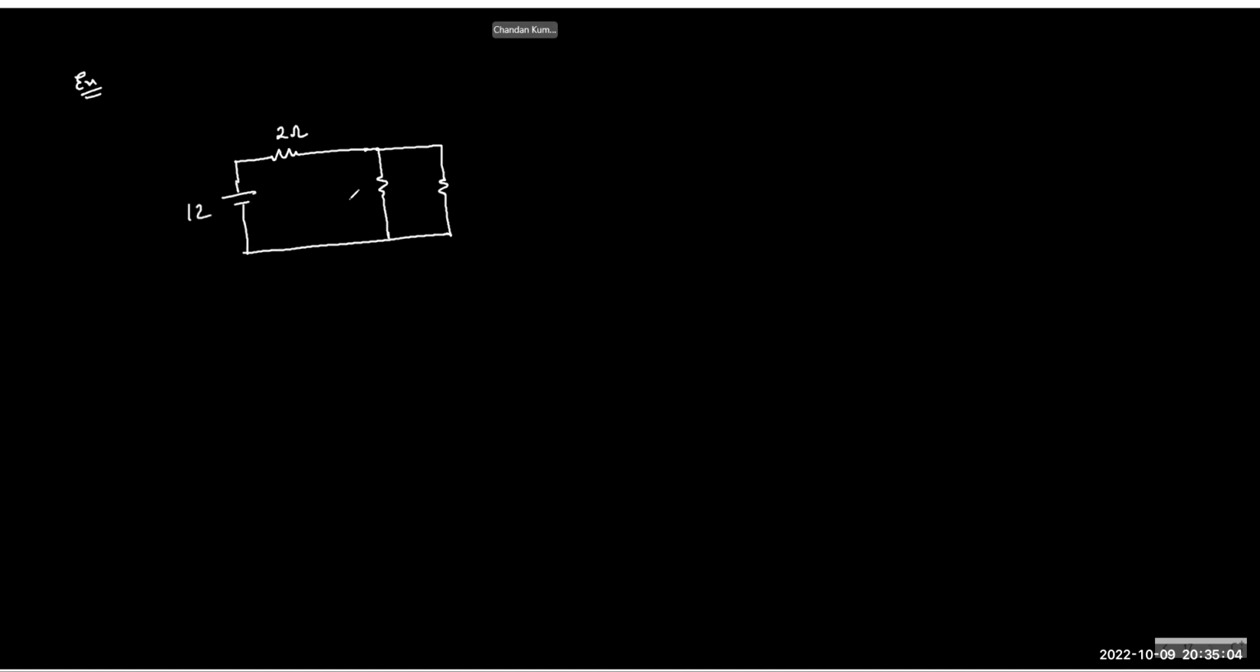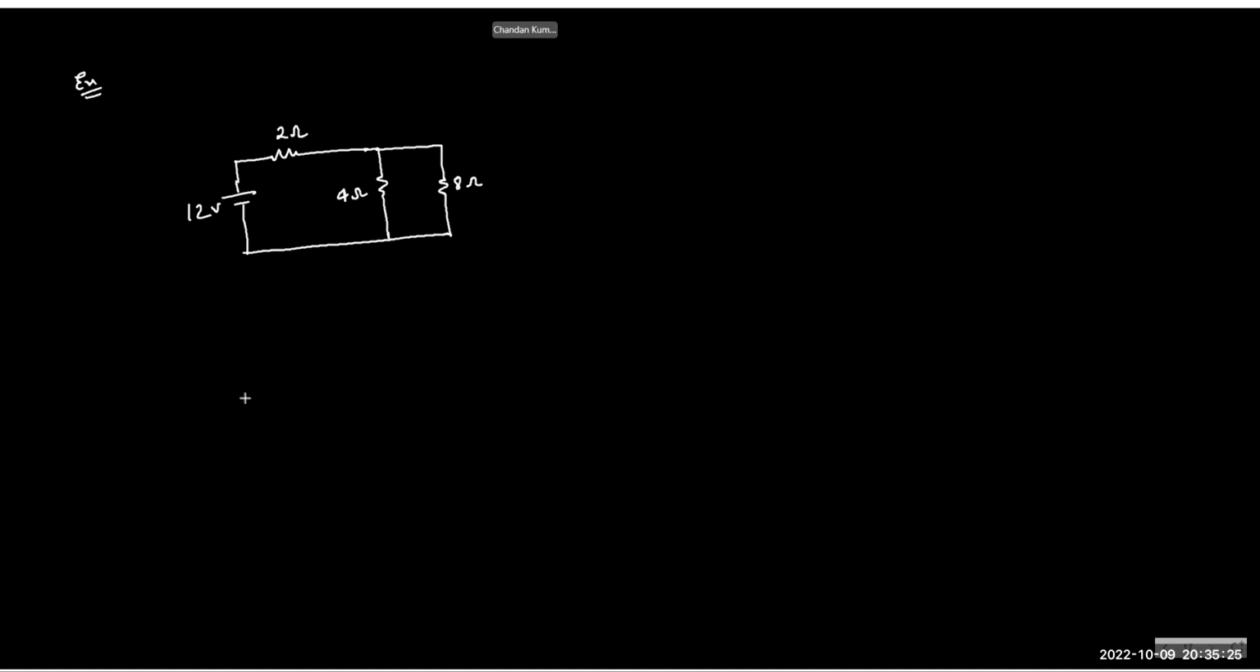Let's say this is 12 volt. We have a circuit, as you can see, with 2 ohm, 4 ohm, 8 ohm, 2 ohm, 4 ohm, 8 ohm. We have a battery, 12 volt. That's it.